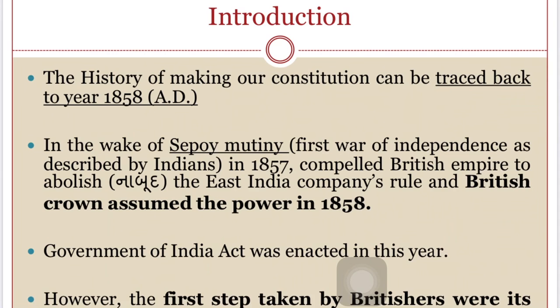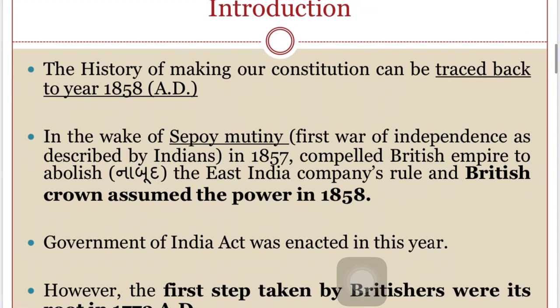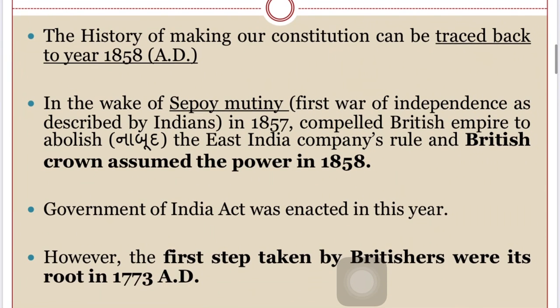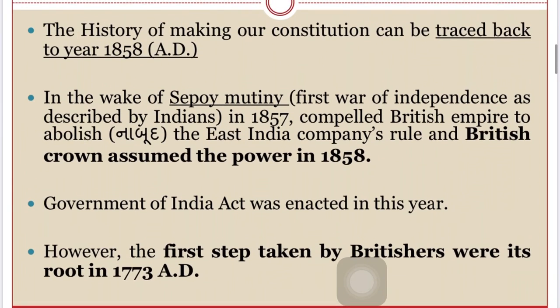Some of the students are from Gujarati medium. They say 1858 AD. AD stands for Anno Domini, the year of the Lord, or in Gujarati, Ishvi San. The history of the making of our Constitution can be traced back to the year 1858, in the wake of the Sepoy Mutiny, the first war of independence as described by Indians.